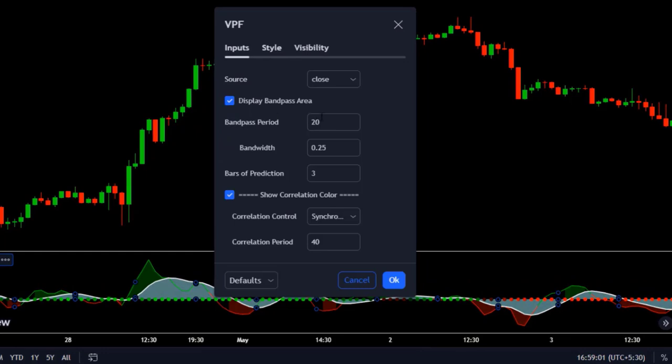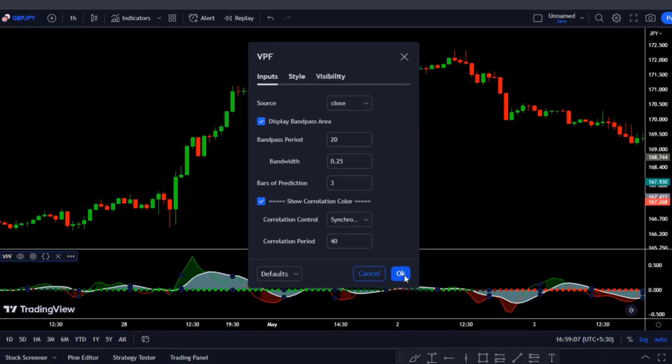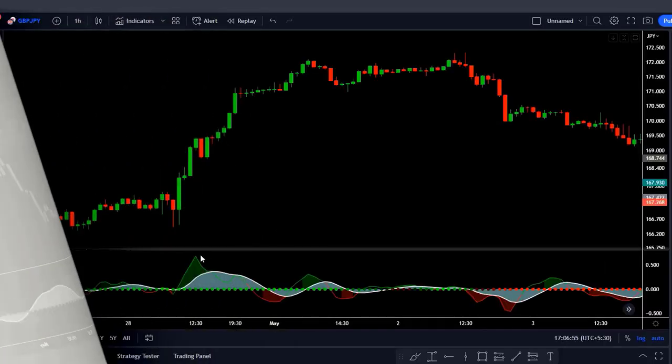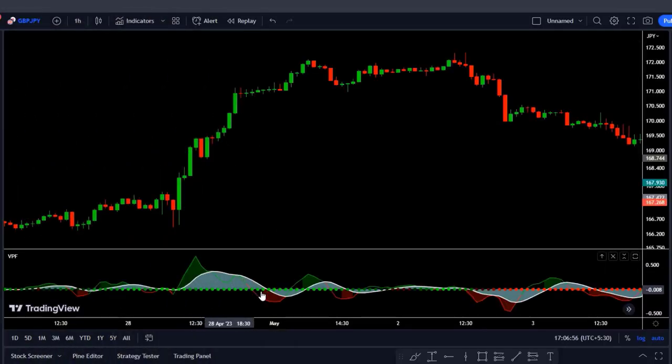By unchecking Display Band Pass Area. We can adjust the settings of Band Pass Filter, but we don't change anything here in this video because the default settings work very well in most situations. But depending on our trading strategy, we may need to change the settings for better confluence of our indicators. These small dots that you see here in the middle of the indicator are correlation colors that will help us with the current momentum and direction of the market.